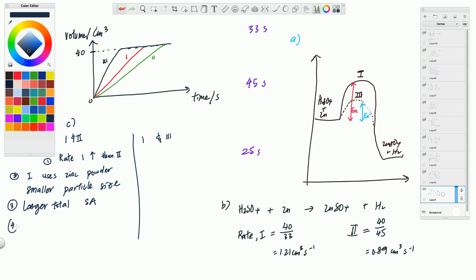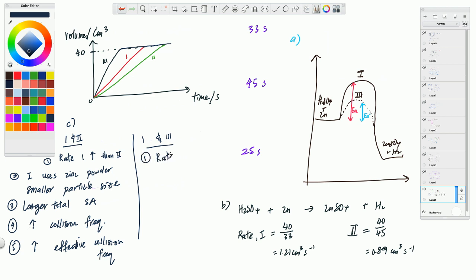And then more collision frequency. And then finally, higher effective collision frequency. Higher or more collision frequency and higher effective collision frequency. 5 marks. So you just repeat the same thing for experiment 1 and 3.